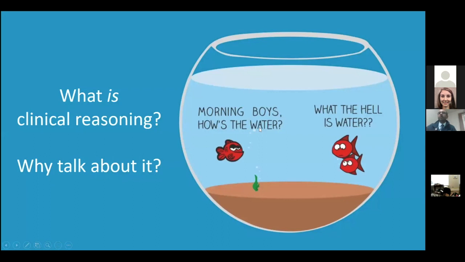I wanted to start with this cartoon or image, and these two rhetorical questions, which are, what is clinical reasoning and why talk about it? And the reason I want to raise these questions is to acknowledge really that clinical reasoning is an intrinsic part of being a clinician.